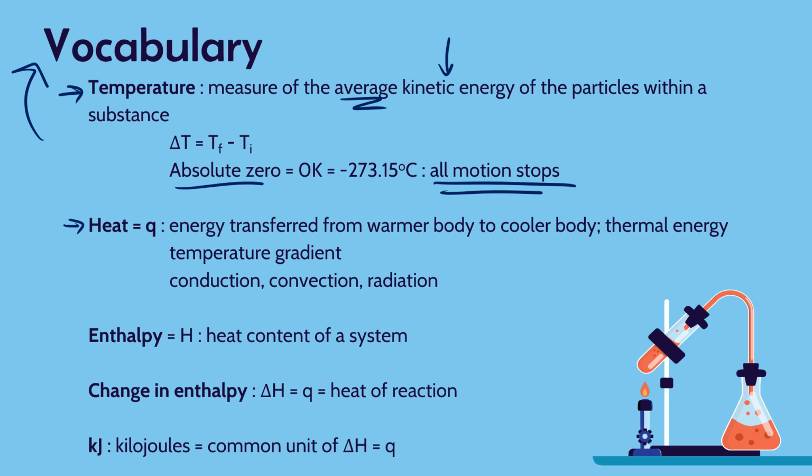But if we could, that absolute zero would be literally zero kinetic energy, zero motion, 0 Kelvin, negative 273.15 degrees Celsius. We're going to talk a lot about temperature change in thermodynamics. We're going to use the Greek letter delta to represent the idea of change. And to calculate the change in temperature, we're going to find a final temperature, subtract from it initial temperature. That's going to give us change in temperature.